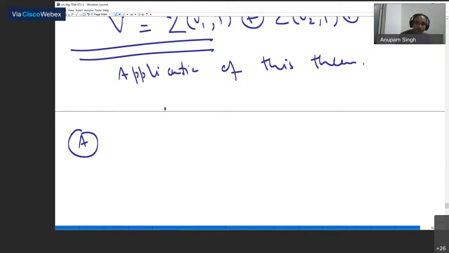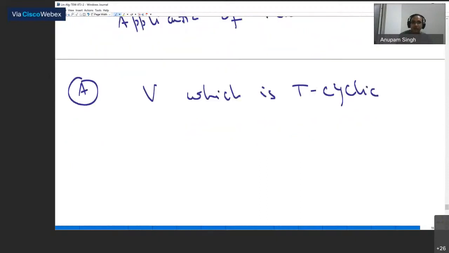So suppose I have a vector space V, which is T cyclic. What does this mean? My claim is that you will get a very nice matrix whenever you get a T cyclic vector space. That is why this is very important. So let's try to understand this.